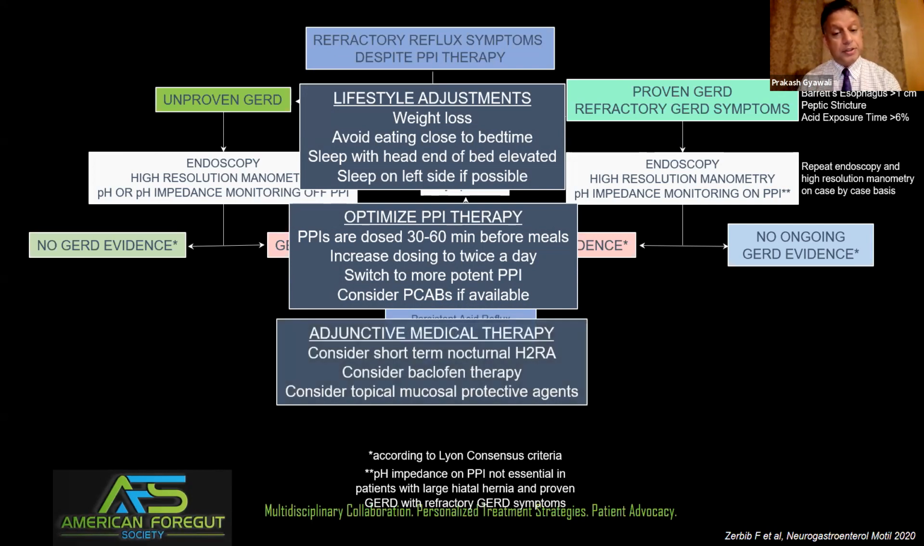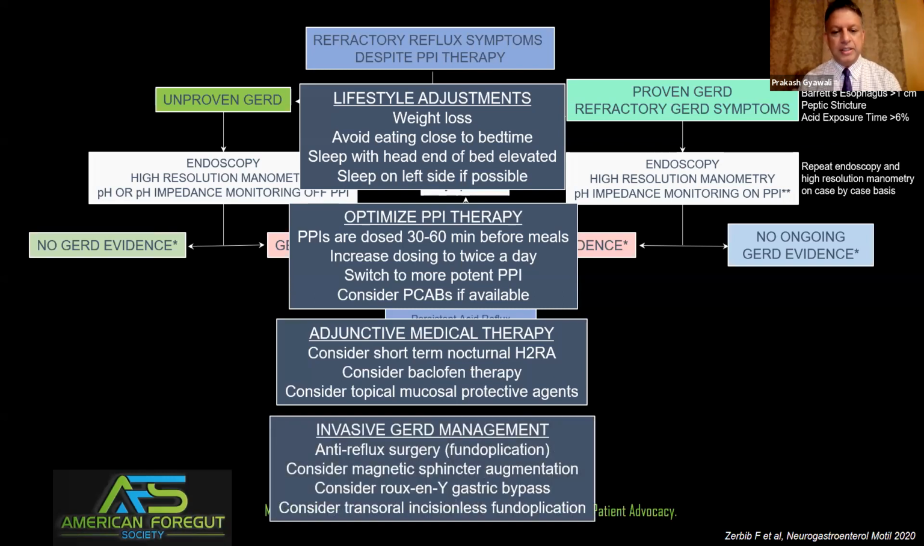Then if the patients are still not better, you can go for adjunctive therapy. Baclofen is an agent that can reduce reflux episodes. Some topical mucosal protective agents, Gaviscon with alginate, for instance, can help symptoms. Nocturnal H2 receptor antagonists have been mostly disappointing because they are subject to tachyphylaxis and the benefits don't last a few weeks. And if the patient has been adequately investigated, this is the point where you would go for invasive GERD management.